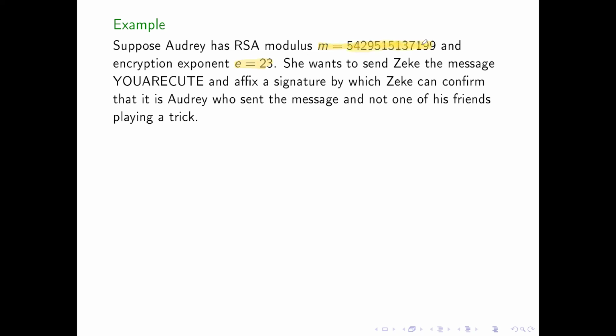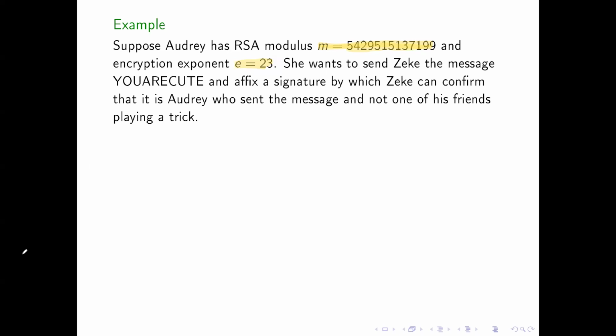She's going to send a Zeke. I know, instead of using Bob, I'm getting crazy here. I'm using a Zeke. And she's going to send the message, "You are cute." I know it's a little late for Valentine's Day, but we're going to go with that message anyways. And she wants to put a signature on it so that Zeke knows it is her and not one of his friends. Because if you just got the message, "You are cute," how does he know who it's coming from? So she's going to put all this on there.